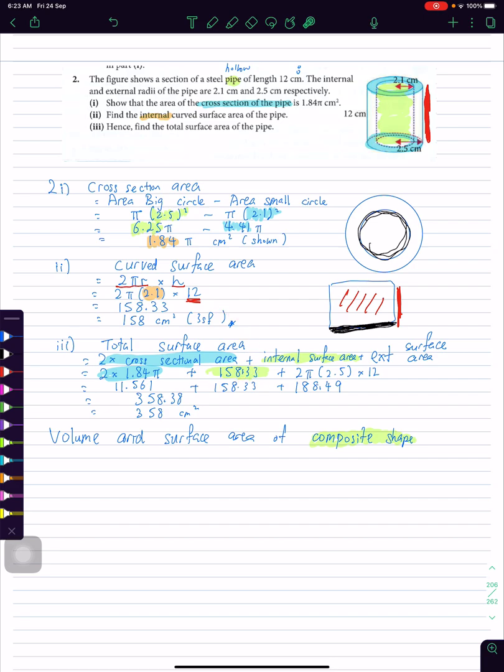Now, for the external surface area, you have to take 2 pi r. But because it's external, the radius now is 2.5 times 12. And this is the number that you will get. Add these 3 numbers together, and you will get 358.38. You round off to be 358. Okay, so far so good.